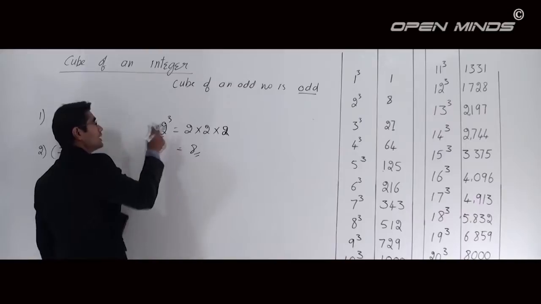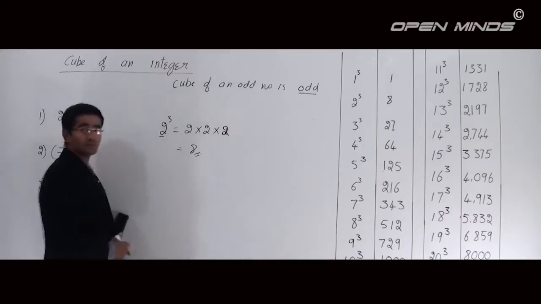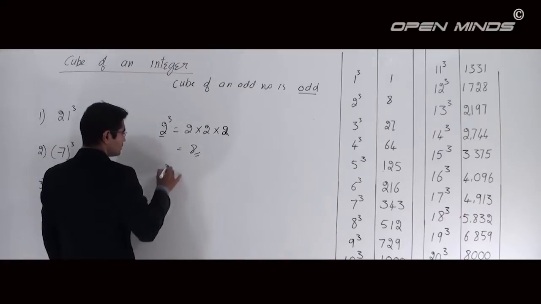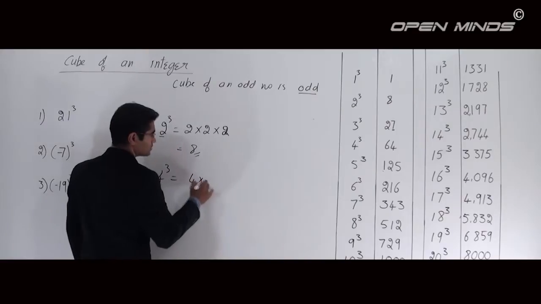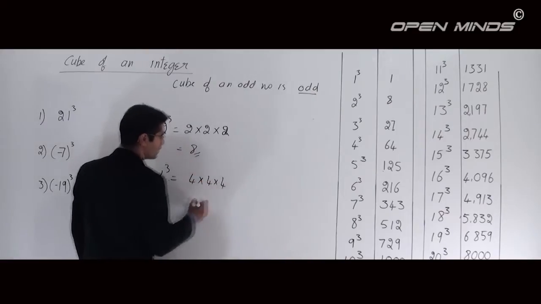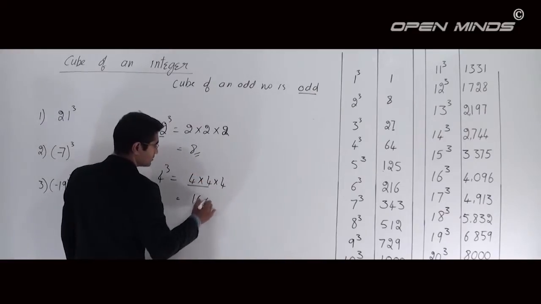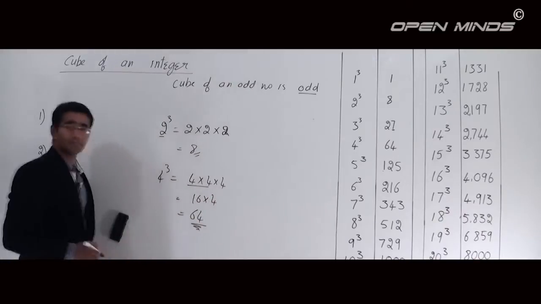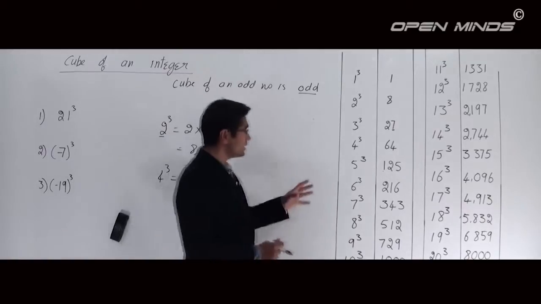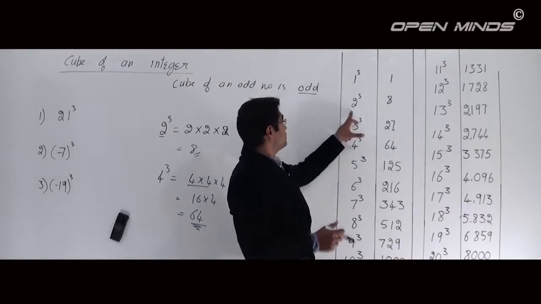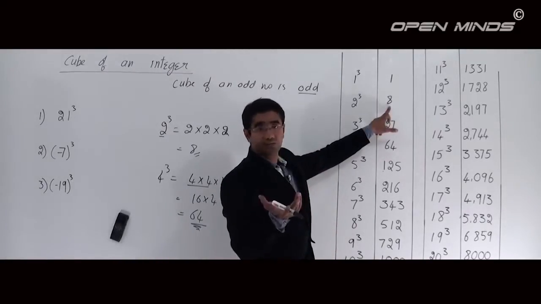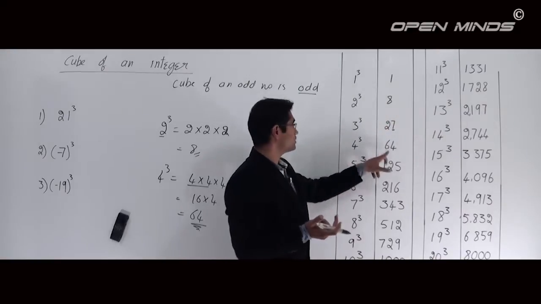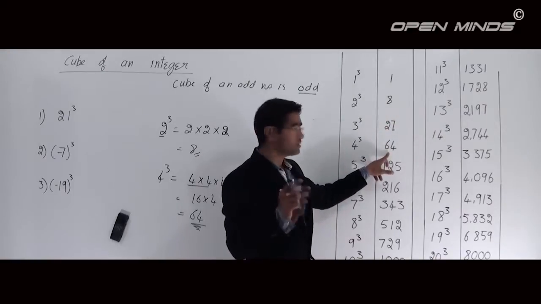I can see that 2 is an even number. Its cube is also even. Let's go with 4. What is 4 cube? That's 4 times 4 times 4. That's 16 times 4, that's 64. And 64 is an even number. So let's check for the cubes till 20 here. 2 is an even number. 8 is an even number. 4 is an even number. 64 is again an even number.